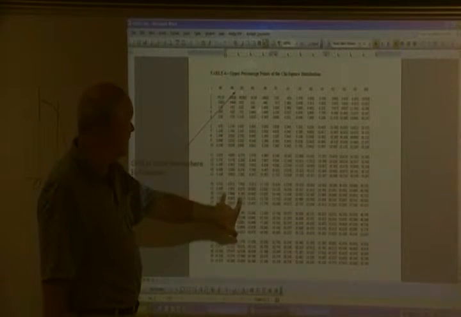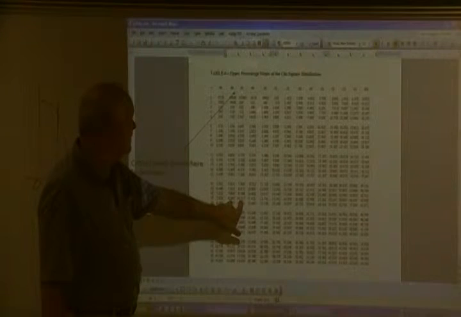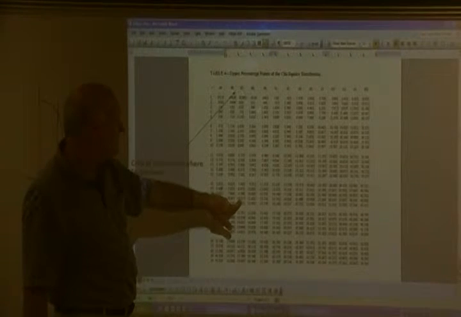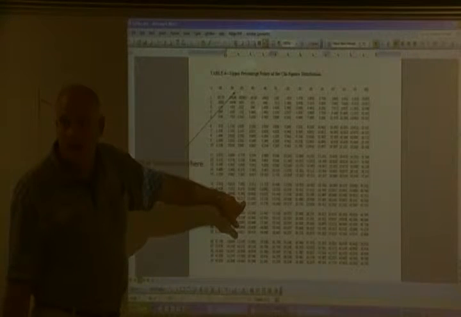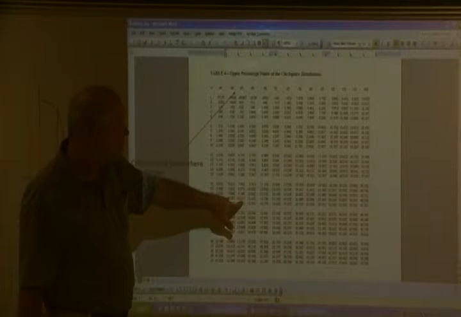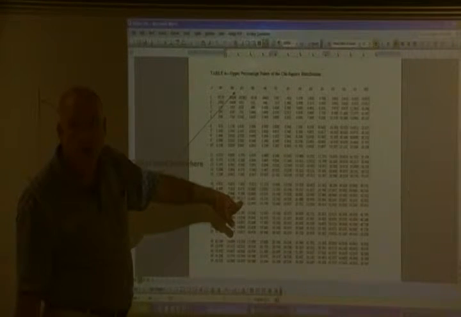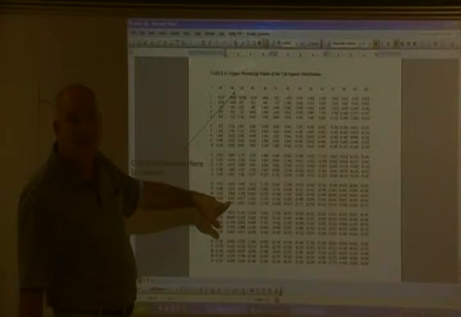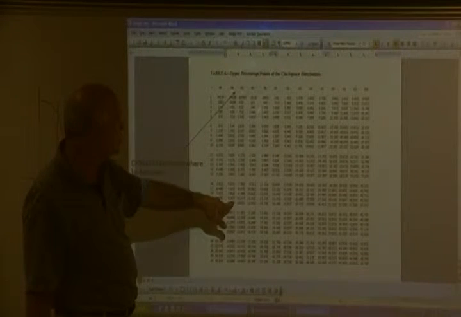So when we look at 19, we're going to find that it falls somewhere between 8.567 and 10.117. The rule of thumb, if you want to do the quick and dirty method, is you take the larger of the two critical values, which is 10.117. But remember, we interpolated that value to be a little more precise and a little closer over here.